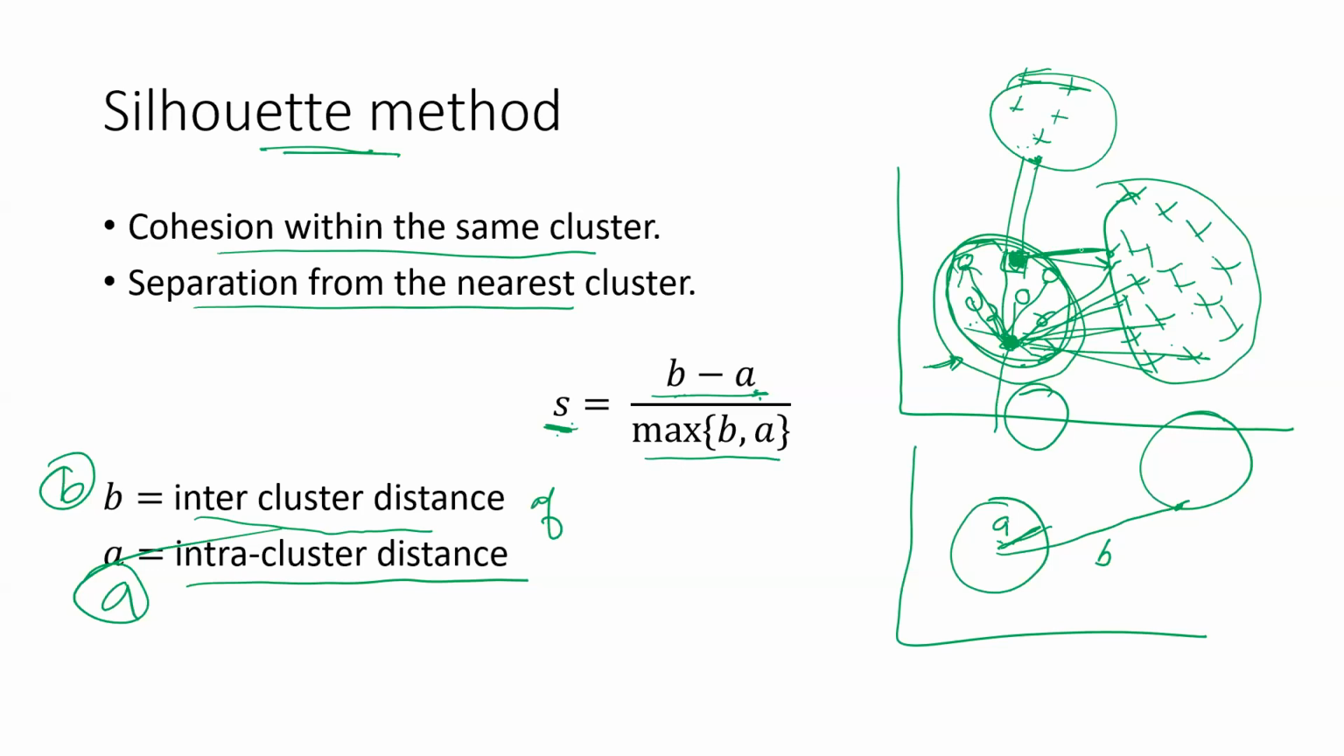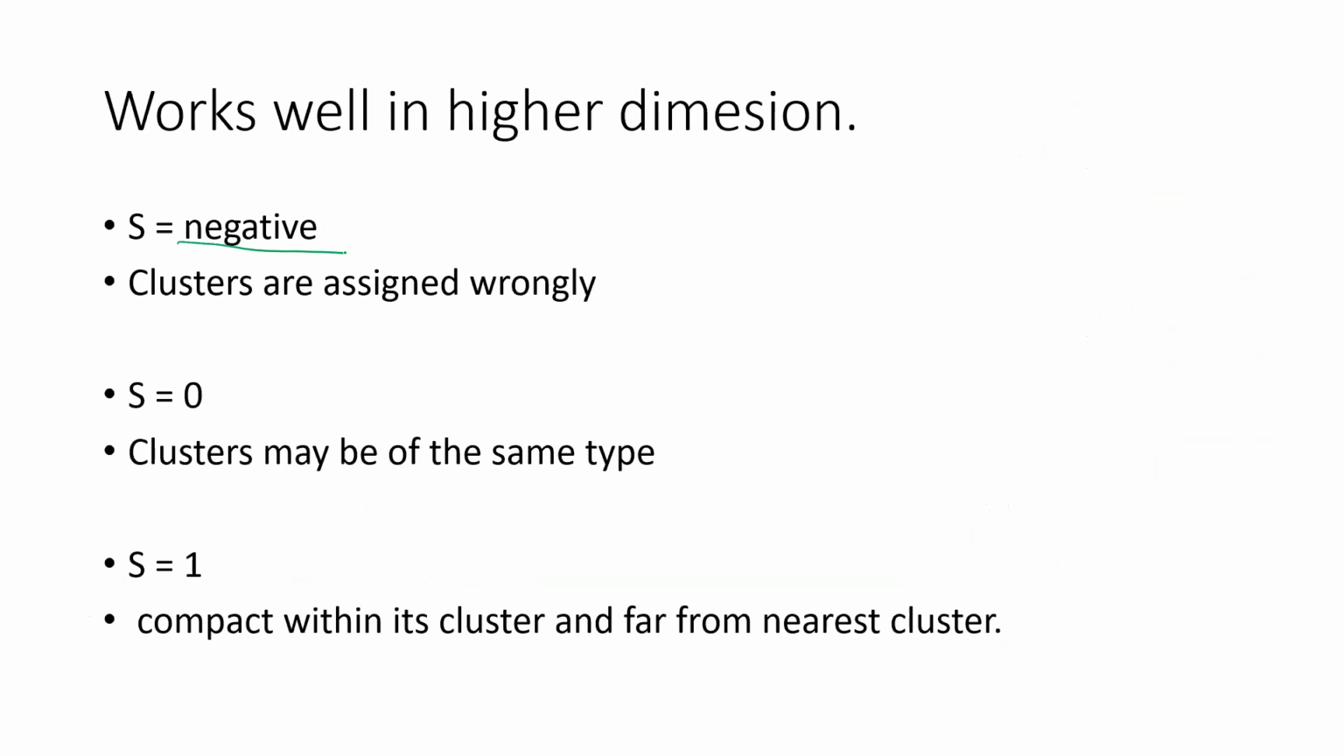So once I take the max of B and A, B is always greater, so why can we divide by B? I'm coming to that. In some cases, when can S be negative? When B is less than A, right? It happens only when the clusters are assigned wrongly.